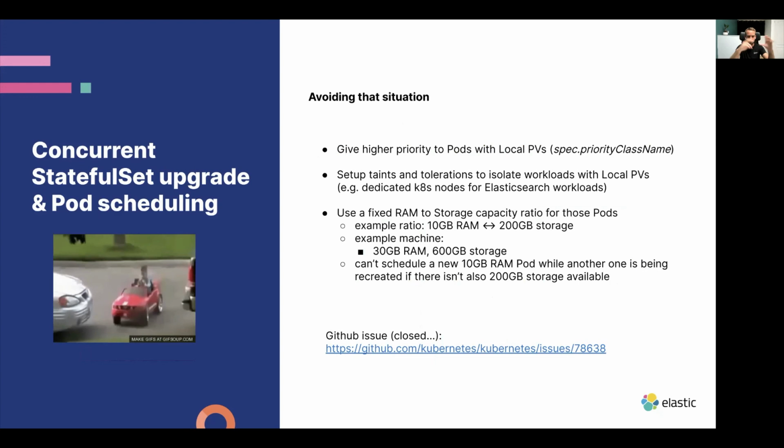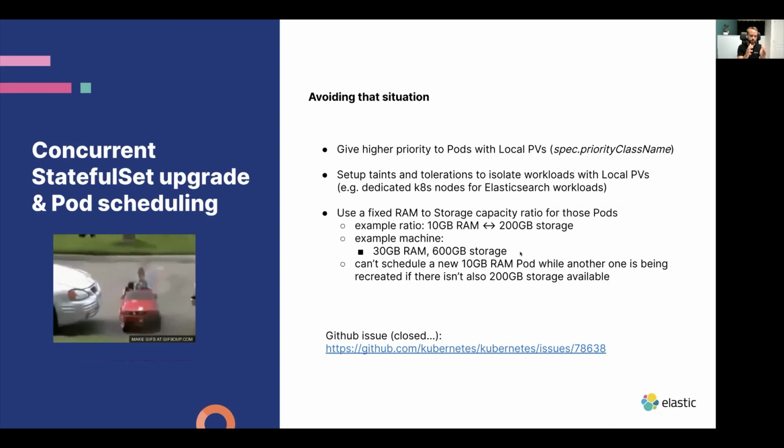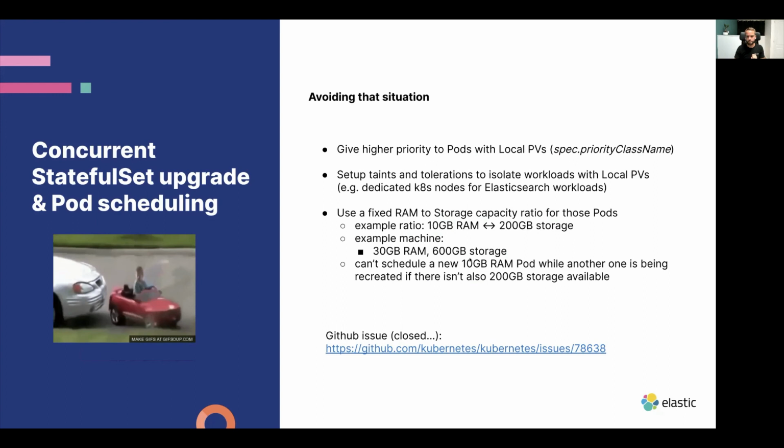And finally, what I think is probably the simplest solution to this whole problem is to plan for your workload in advance. Either you know a node is going to be completely dedicated to a particular pod with a single local volume, or that host can hold several pods with local volumes, but then you use a fixed ratio between RAM and storage. So you know that, for example, if all the storage is occupied, then no new pod can be scheduled because the RAM is reserved for that storage. You can't schedule a pod with 10 gigs of RAM while another one is being recreated, because there's not the available storage to schedule something with 10 gigs of RAM. And that's a way to avoid that problem altogether.